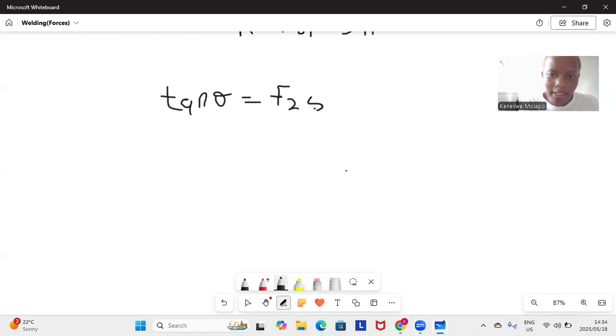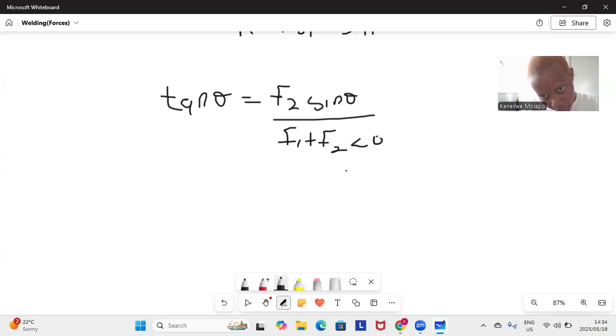the sine of an angle, divided, which is over F1 plus F2, the cos of an angle.